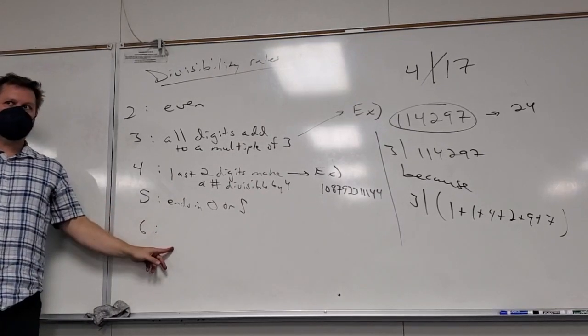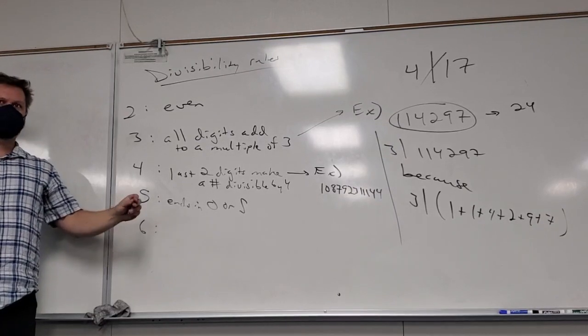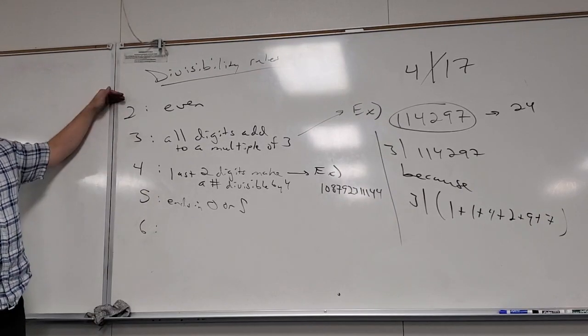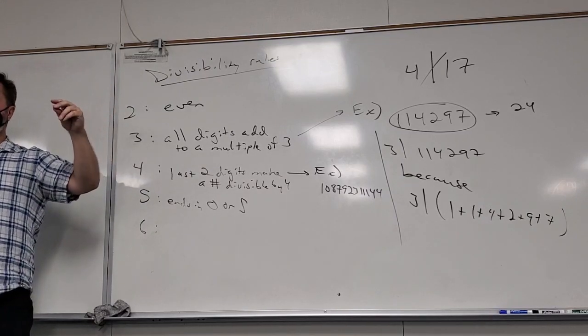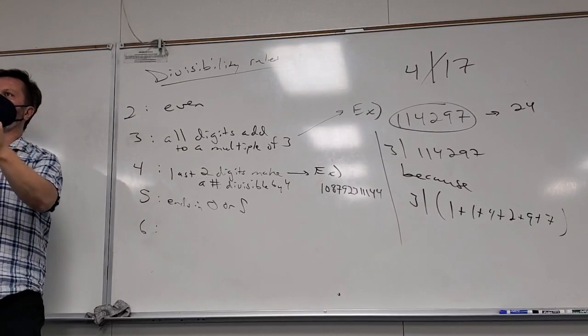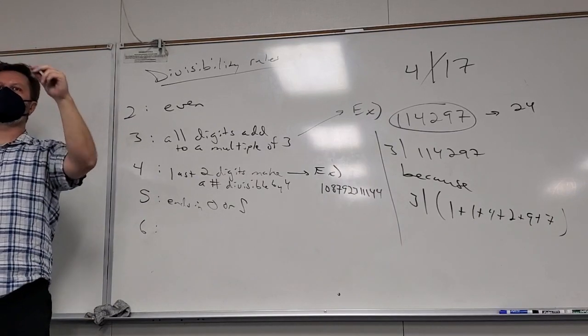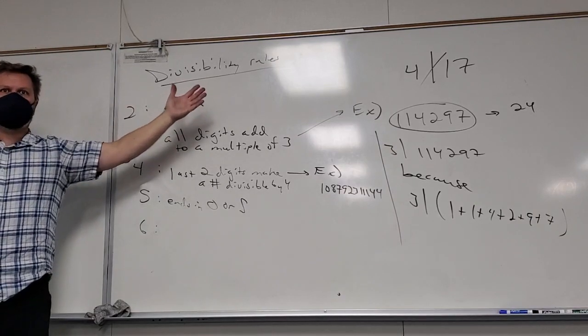In order for it to be divisible by 6, there it is. It has to be divisible by 2 and 3. Think about that. Doesn't that make sense? If I can divide by 2, I can't say divide. That's hard for my job. If I can divide by 2 and by 3, then obviously I can divide by 6.